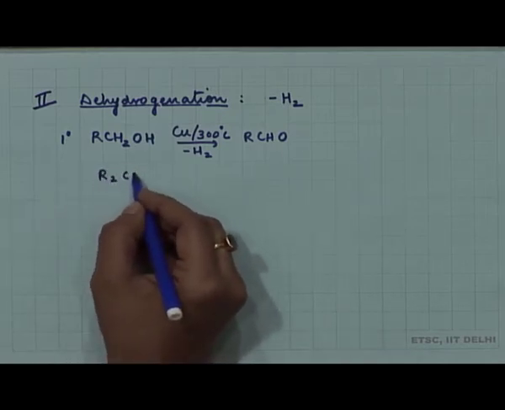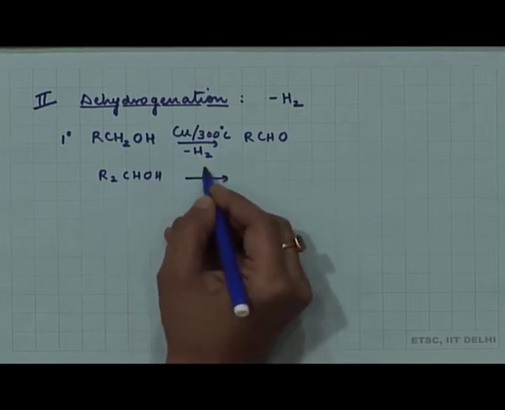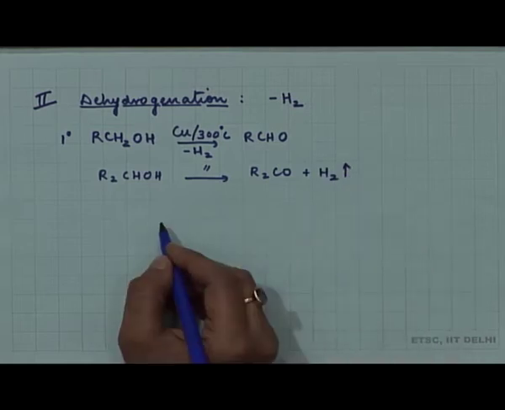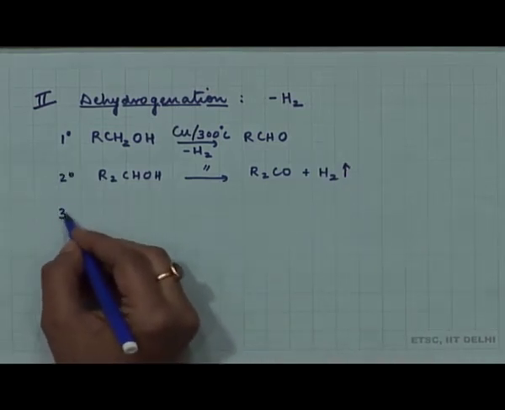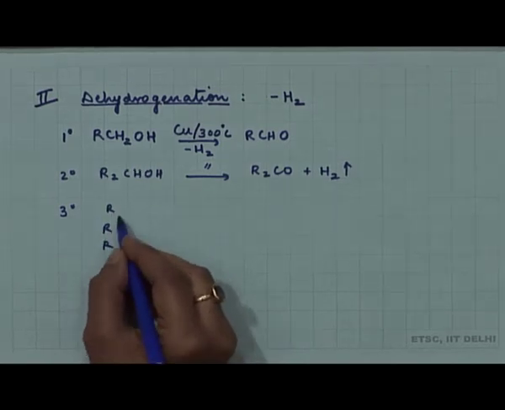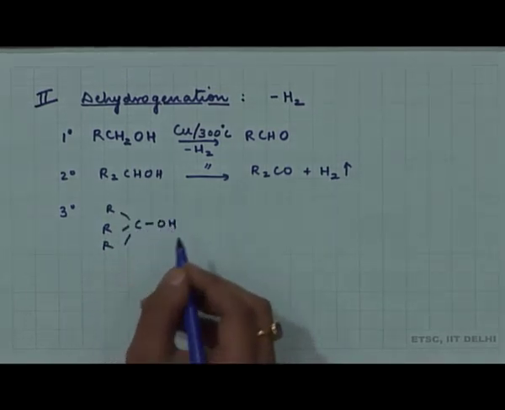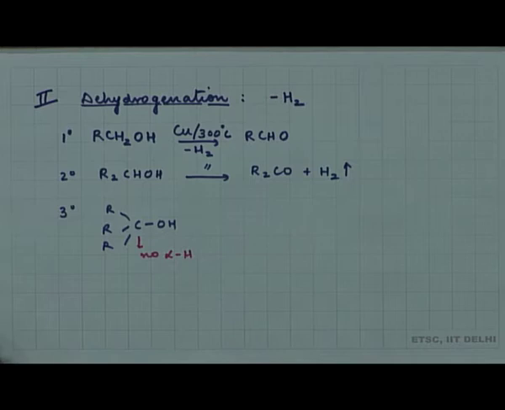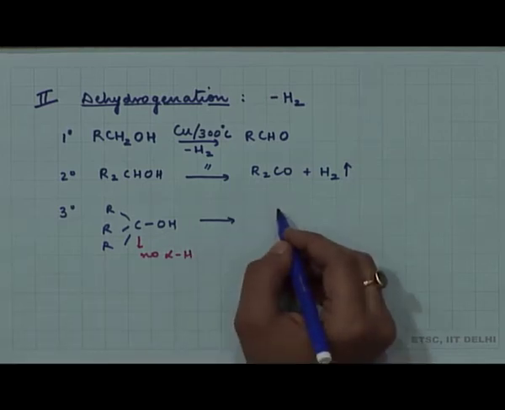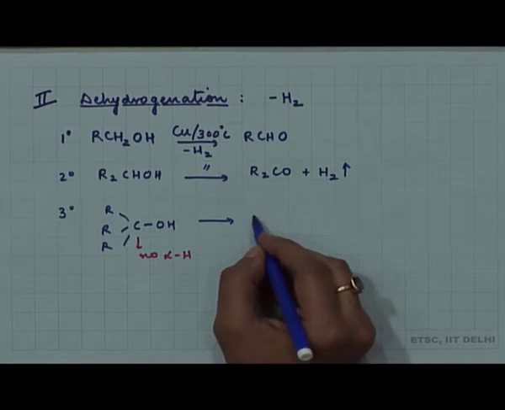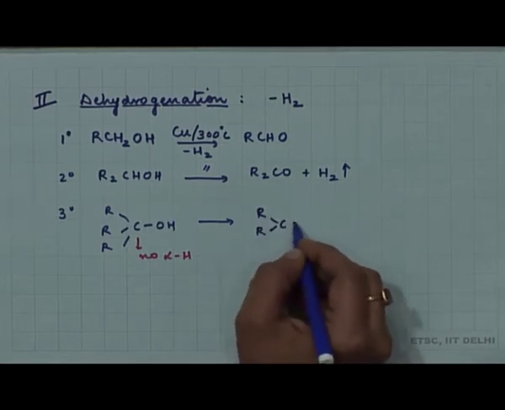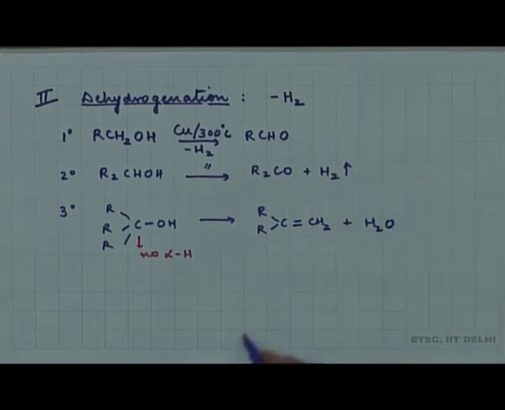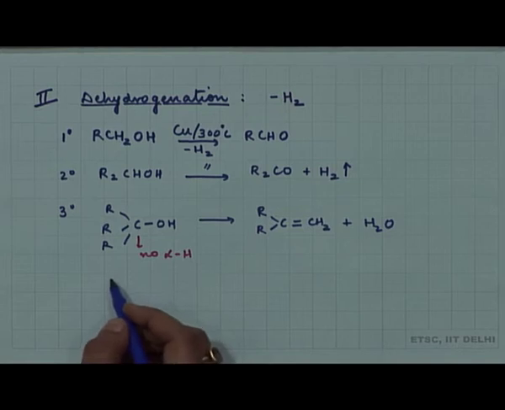If you start with the corresponding secondary alcohol, under the same conditions, you will get the ketone with the release of hydrogen. If you start with a tertiary alcohol, it does not bear any alpha hydrogen. There is no alpha hydrogen available with the tertiary alcohol, and therefore, there is no possibility of a dehydrogenation to take place, and in fact, this yields you the corresponding dehydration product. So, you get a dehydration with the loss of a water molecule from the 3-degree alcohol.